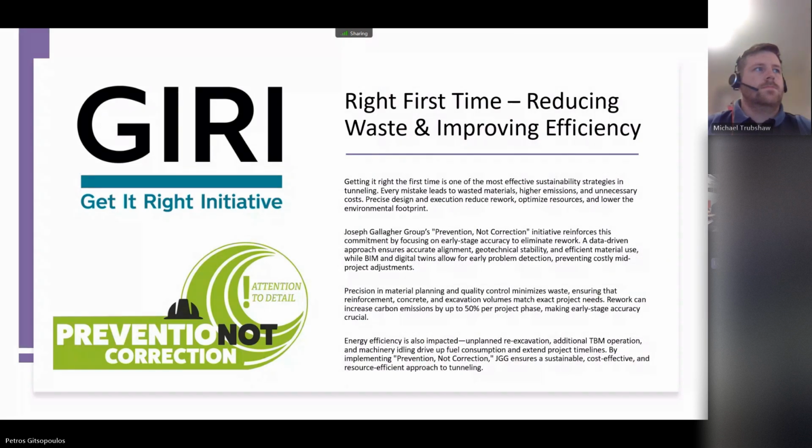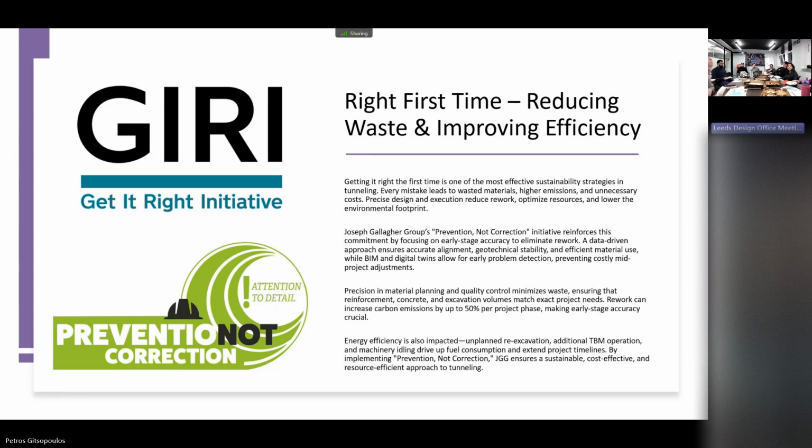Now, this is a very important slide for me. I call it 'right first time: reducing waste and improving efficiency'. The reason is that I am the group quality manager for Joseph Gallagher. In quality, it's very important to do things right the first time, but it doesn't only stick to quality, it expands to every aspect of the works. It covers health and safety, the reworks, and it covers sustainability, I would say maybe even more than quality. I know they're all related, but let's get into this slide.